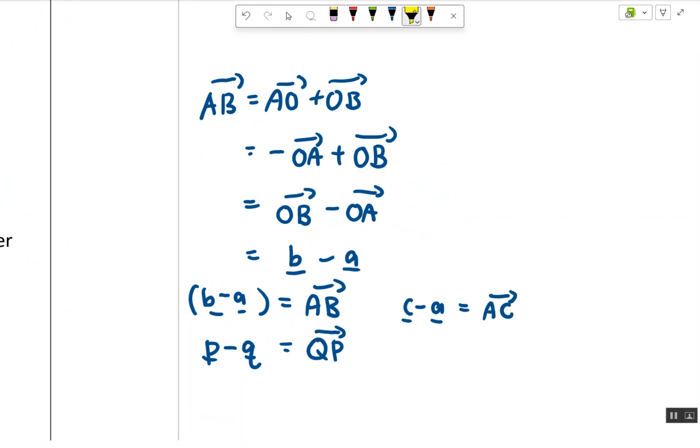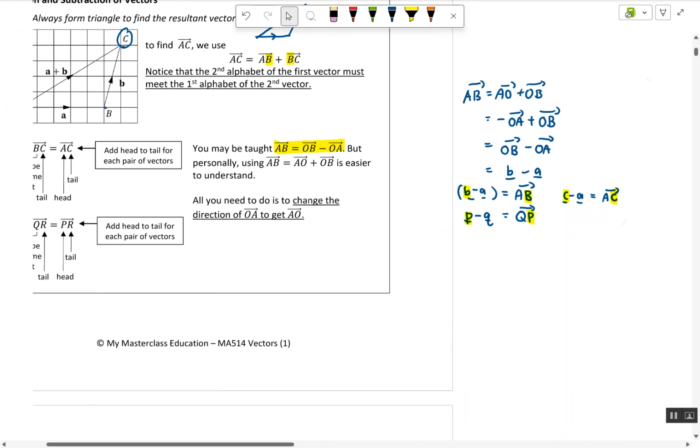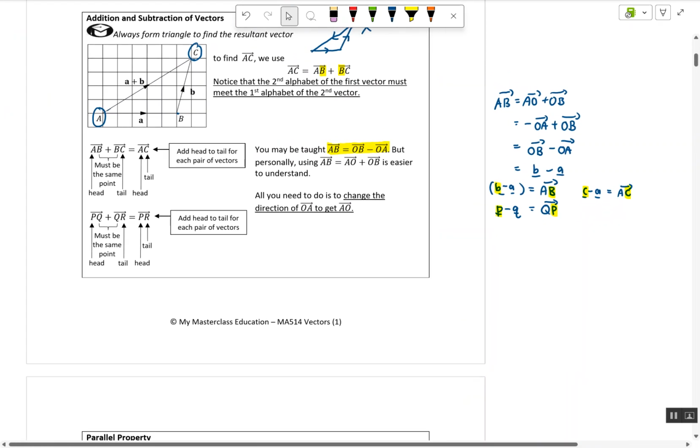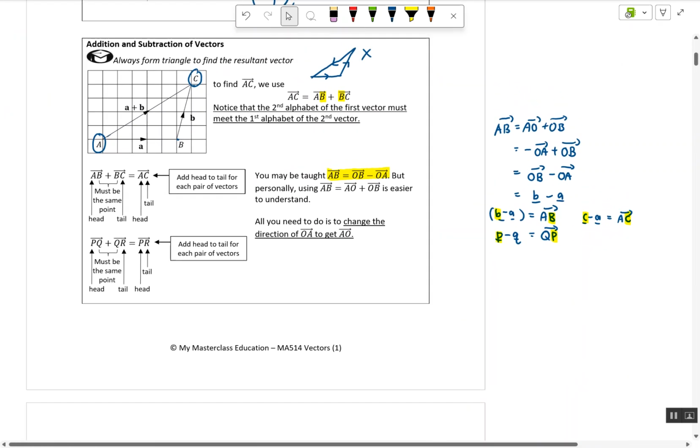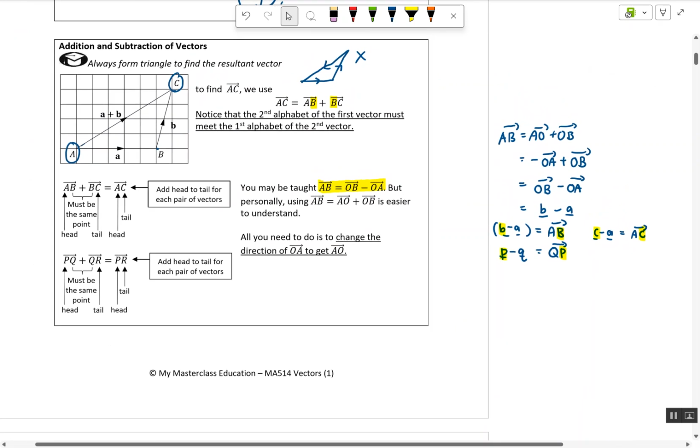So that's why I say the behind guy will always be in front when you are minusing. So this is how we do addition and subtraction of vectors. It's important to know the minus part from now on because you have to identify it.